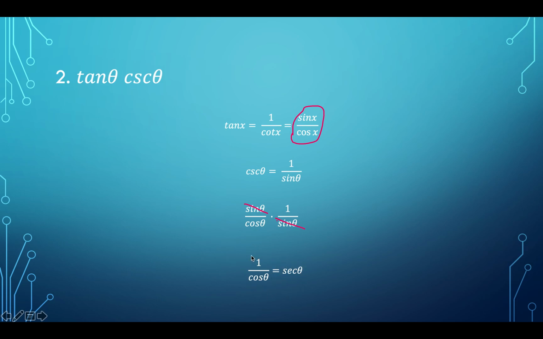On a quiz or a test, if you guys get up to here, I'll give you the points, but just know that this is the best answer. Secant of theta is the best answer.